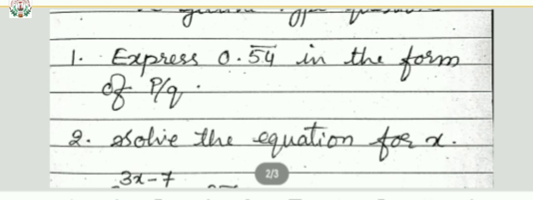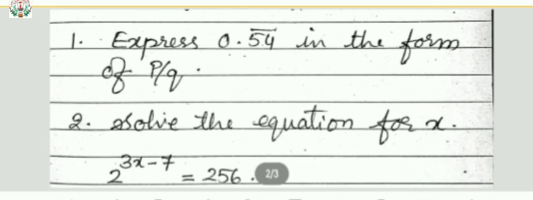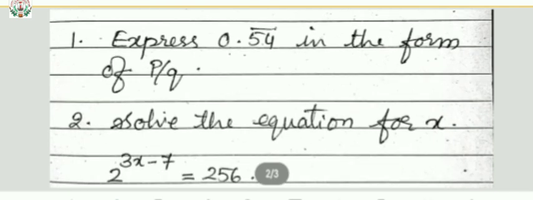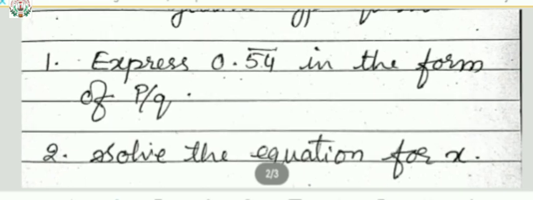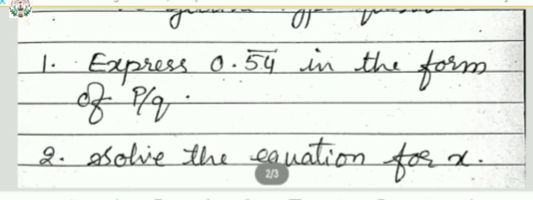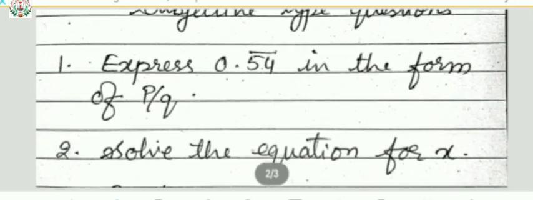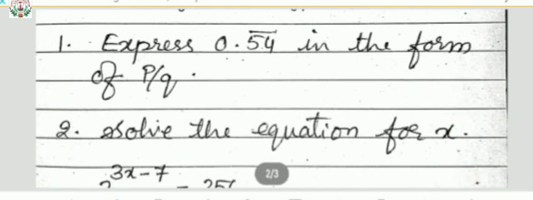So now 100x minus x will be 99x equals 54. Then x will be equals to 54 upon 99. Now bring it into the simplest form. We know that 54 and 99 are both divisible by 9. So cancel it. And what numerator and denominator you are getting, see. If it is further divisible, divide it. If not, bring it to the simplest form and leave it. That is the answer. Okay.